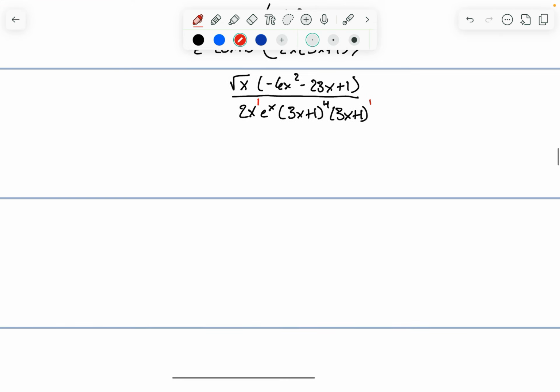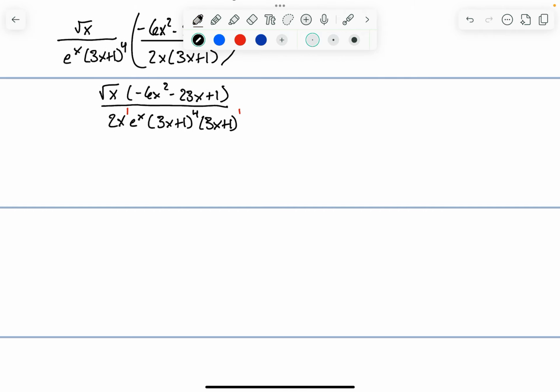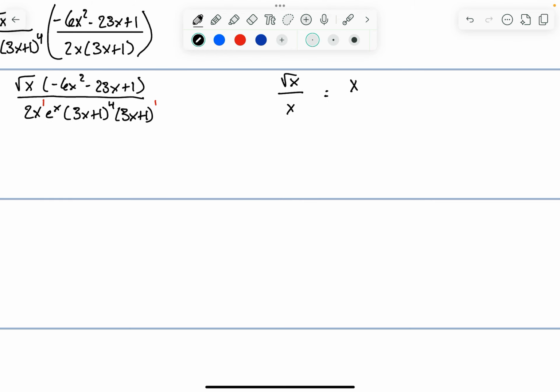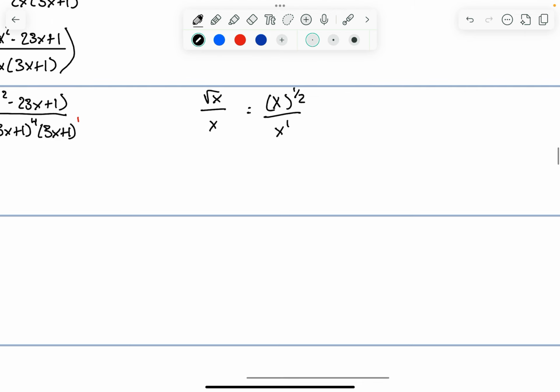Because we can't really cancel anything out besides those two x's, I'll do the math on the side right now for these two x's. It's basically something like that. And when it's dividing, they subtract each other. So 1/2 minus 1 is going to be negative 1/2. So this basically cancels out, that's gone, and this is the one that stays.